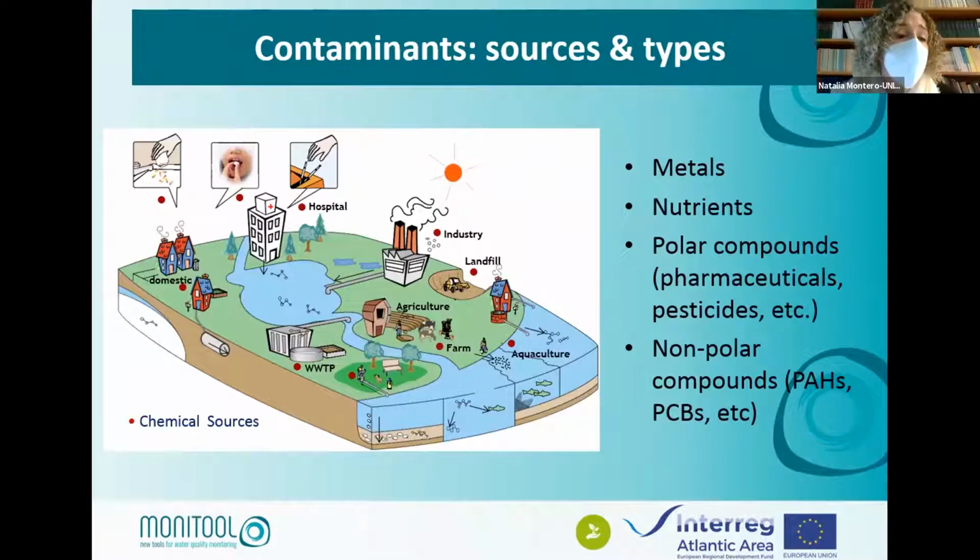These chemicals are divided into different groups, like metals, nutrients, polar compounds, like pharmaceuticals or pesticides, and non-polar compounds, such as PAHs, PCBs, flame retardants, and so on.